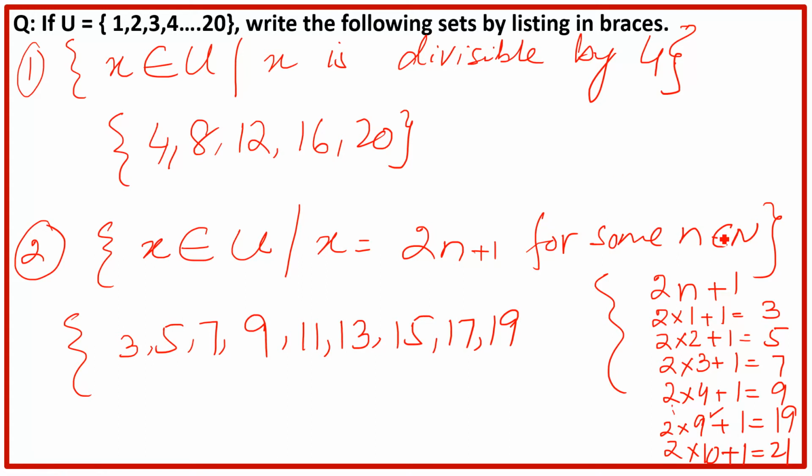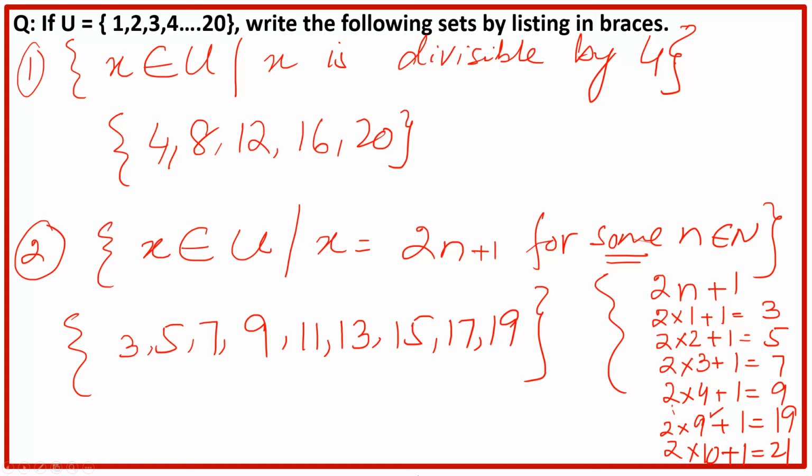It says for some n belongs to N, not all. So you have to decide up to what point you have to go. And it says whatever we are going to write here should belong to U, and U is from 1 to 20. One by one you can try 2n plus 1. When we reach 9, 9 multiplied by 2 is 18, 18 plus 1 is 19. If I put 10, 11, 12 here, it is more than 20, so we cannot write it down. So this is the listing in braces.